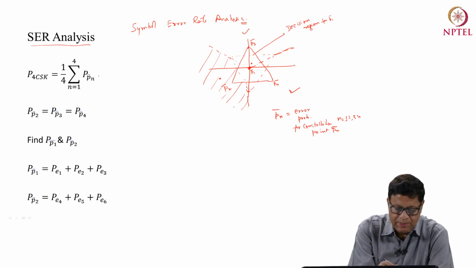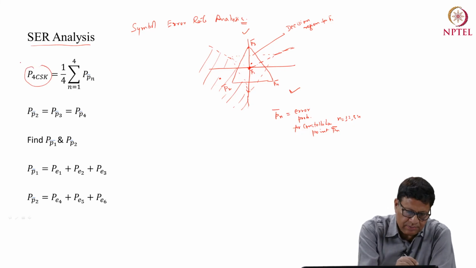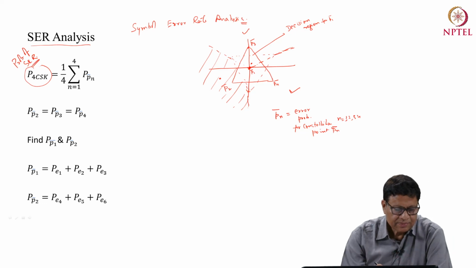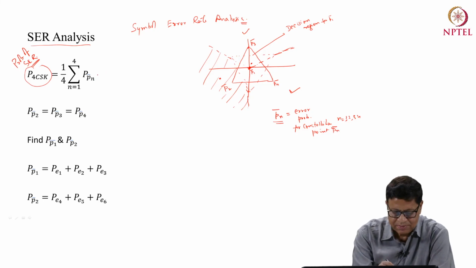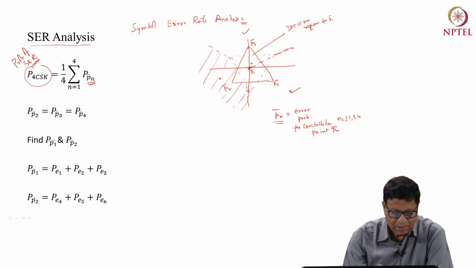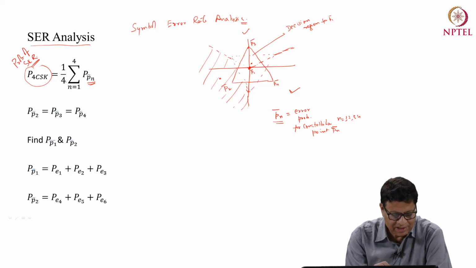So for 4 PSK, the probability of SER will be given by 1 by 4 times the summation of all these probabilities: P1 plus P2 and so on. Here P is the probability for each constellation point. So this will be the sum of these divided by 4. That will be the probability of SER.